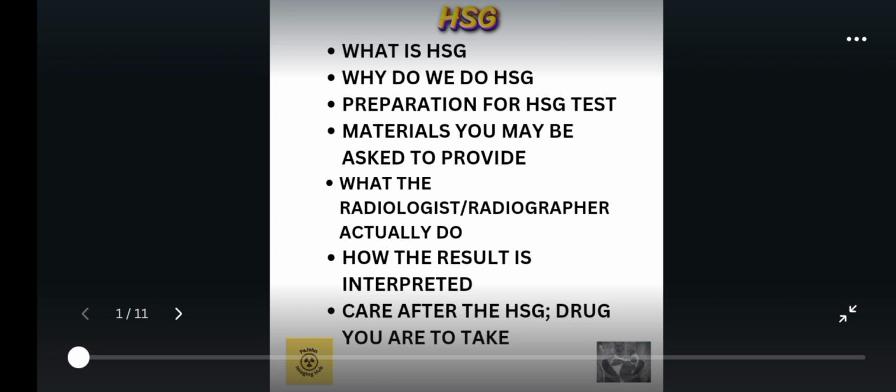We'll look at HSG under the following headings. What is HSG? Why do we do HSG? Preparation for the HSG test. Materials you may be asked to provide for the HSG exam. What the radiologist or radiographer actually does. How the result is interpreted. How they arrive at their findings. And also, care after the HSG. Are there drugs you have to take?